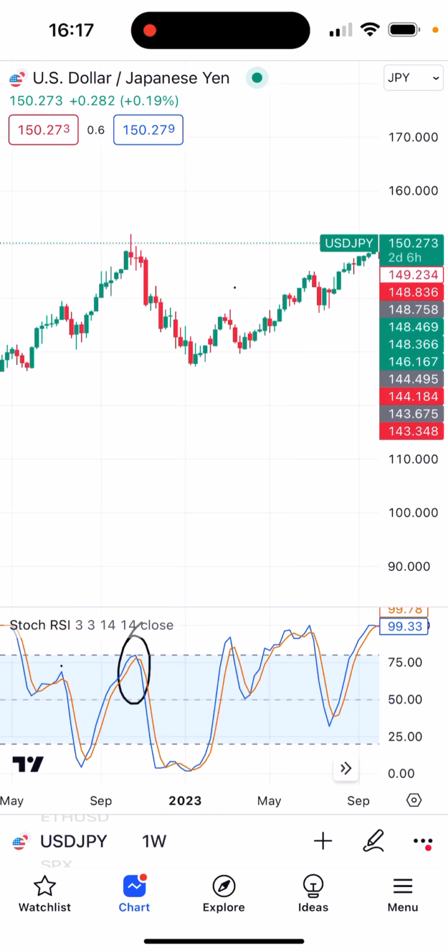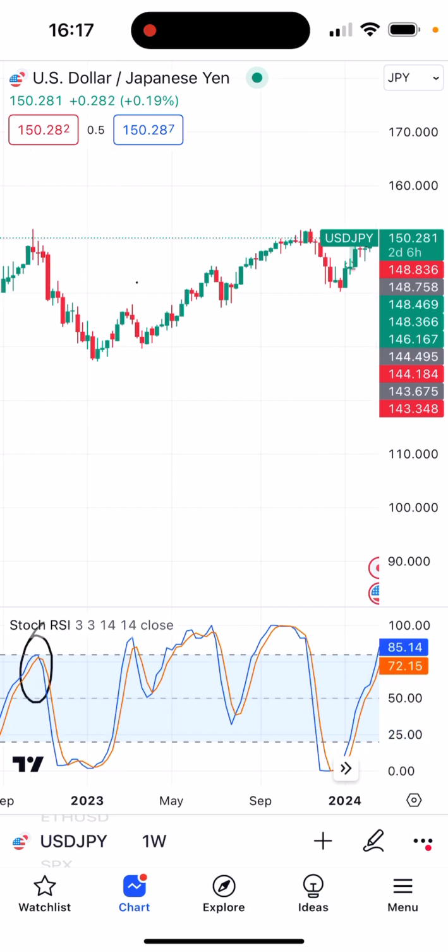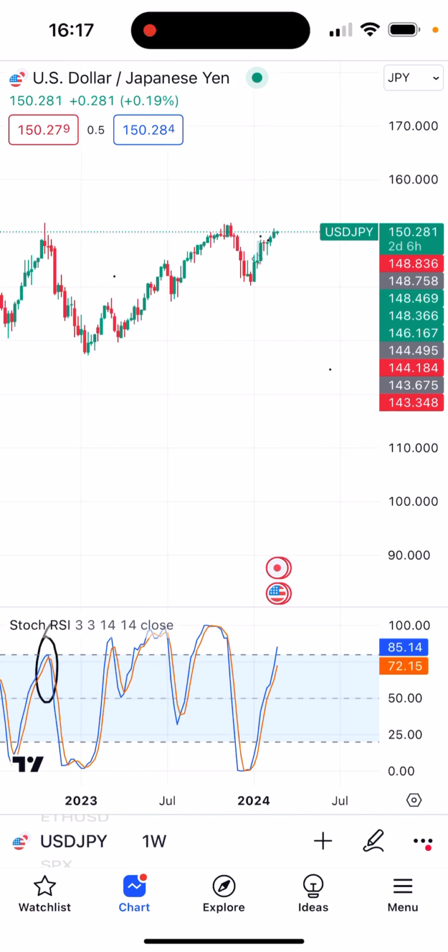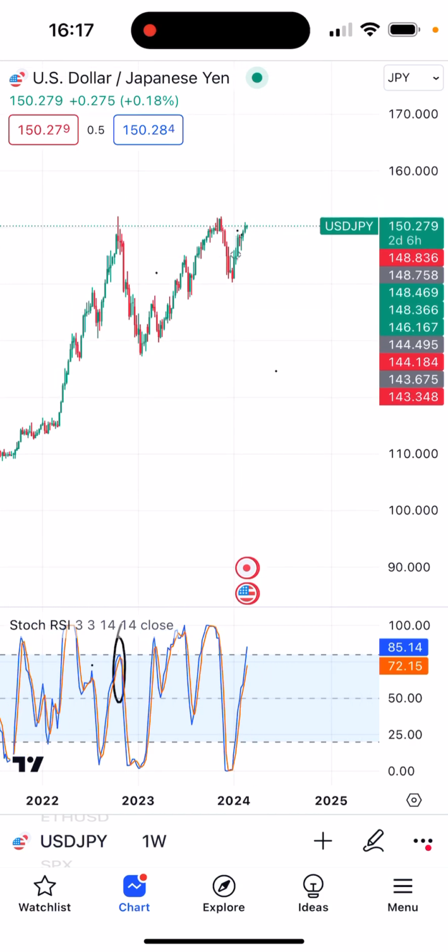Stochastic, as I said earlier on, you can use it for potential reversals. Don't be executing the trades in 5-minute time frames and all that stuff and relying on it. You're here to make money, simple as.